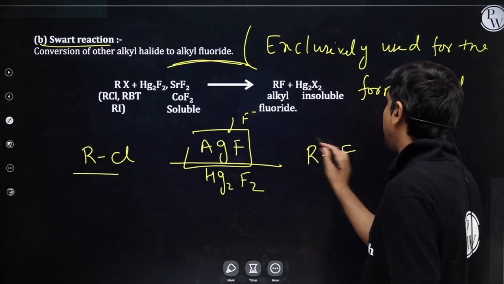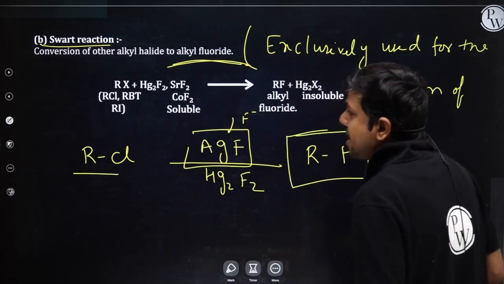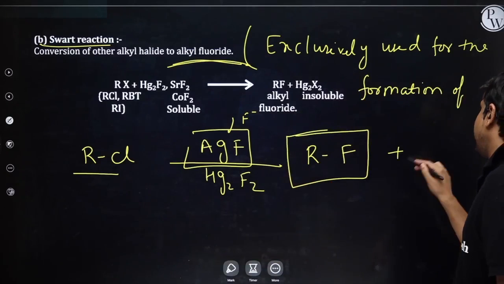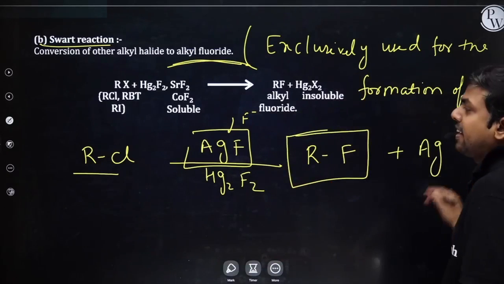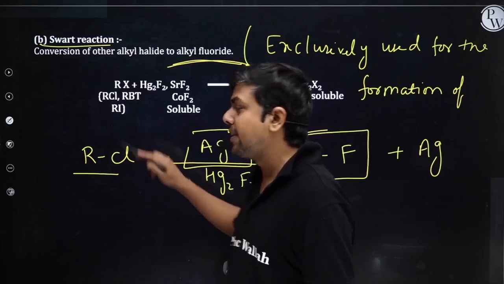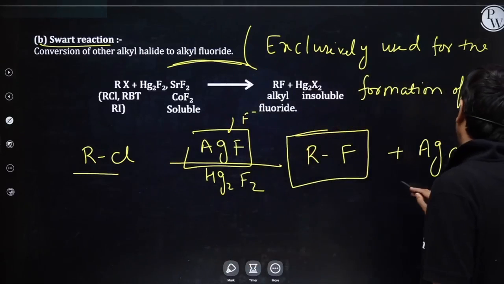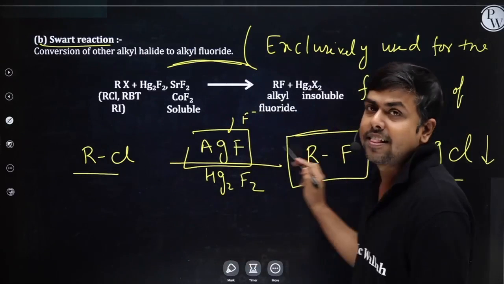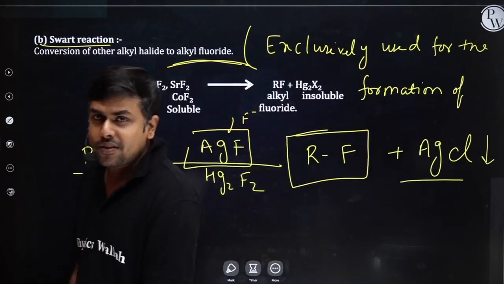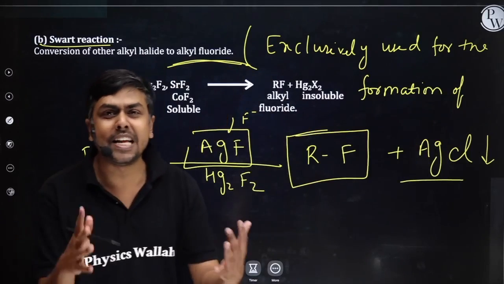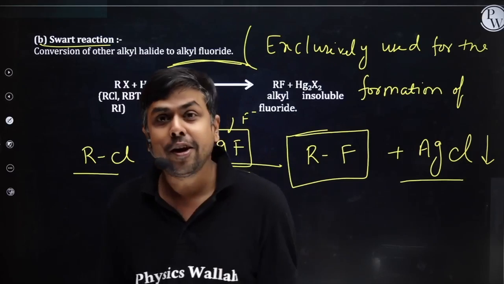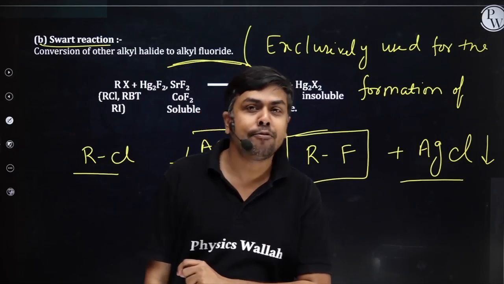I will have the formation of alkyl fluoride. Along with this, we will get a precipitate of AgX. Since here chloride is there, I will have the precipitation of AgCl. Am I clear? So this Schwartz reaction is primarily used for the preparation of alkyl fluoride.